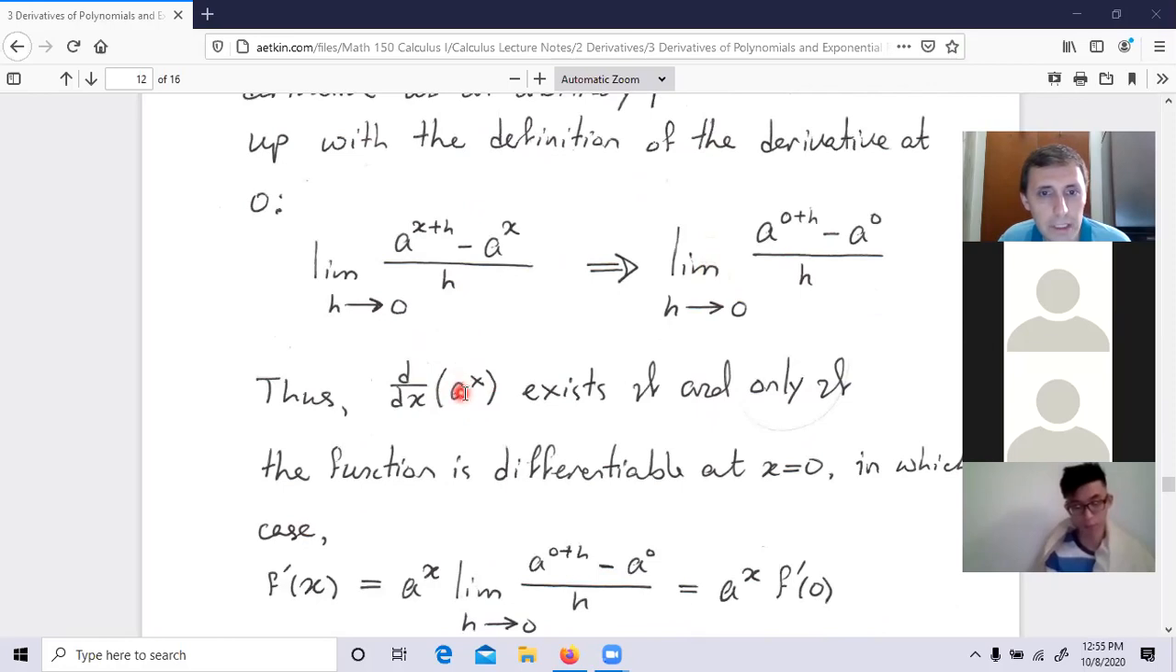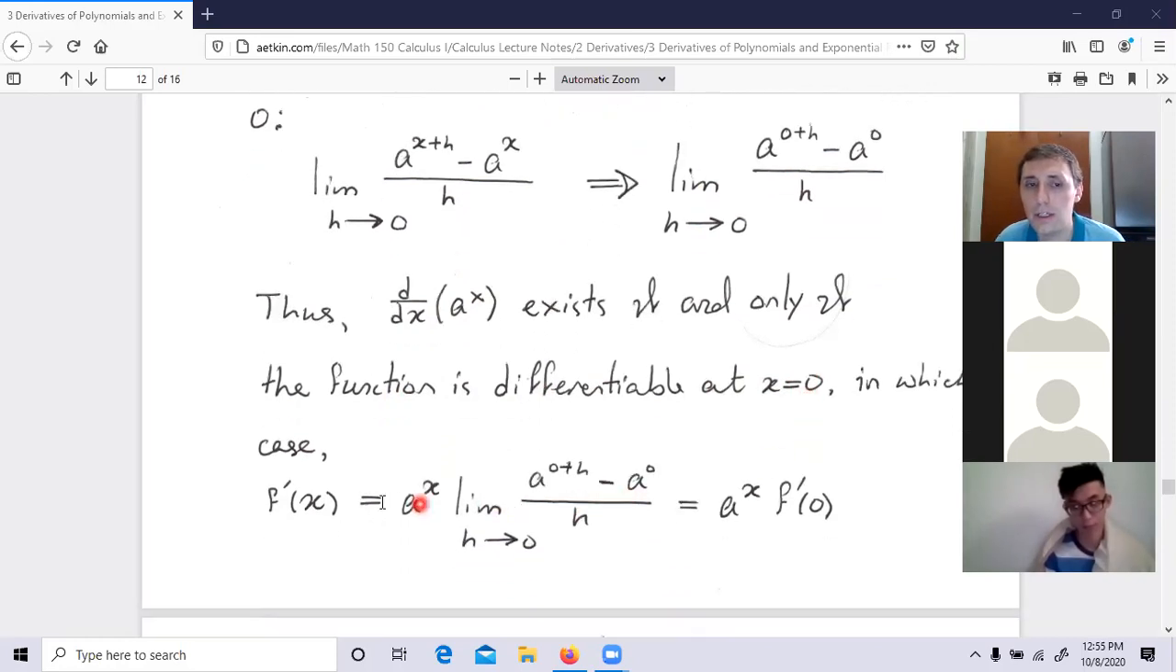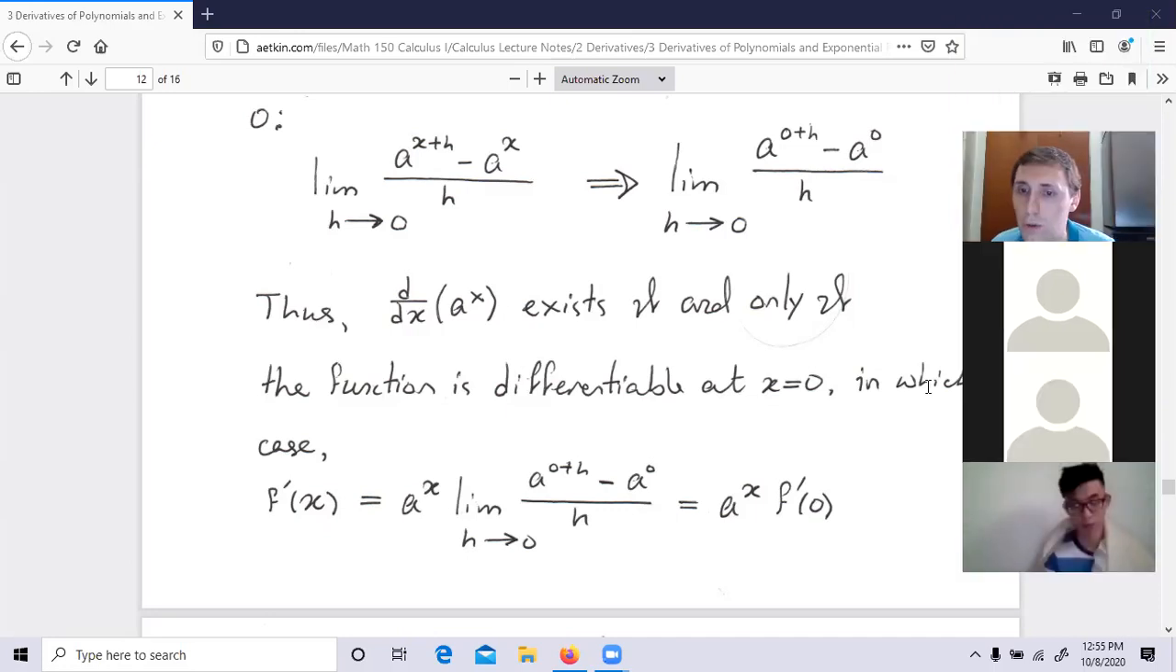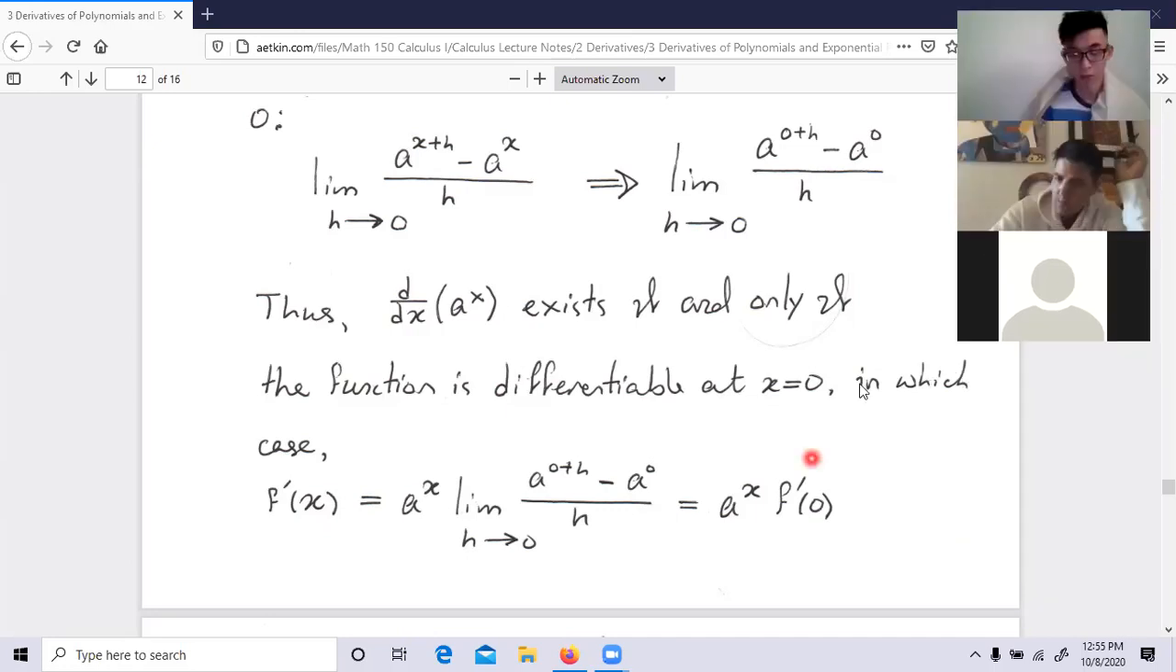The derivative of a to the x exists if and only if the function is differentiable at x equal to 0. And the derivative has this form. It's the function multiplied by this derivative at 0, which I don't know. I just denoted it as f prime of 0. I presume that it exists. So the derivative is going to be my original function multiplied by a constant number, which I do not know. I just call it f prime of 0. You follow?